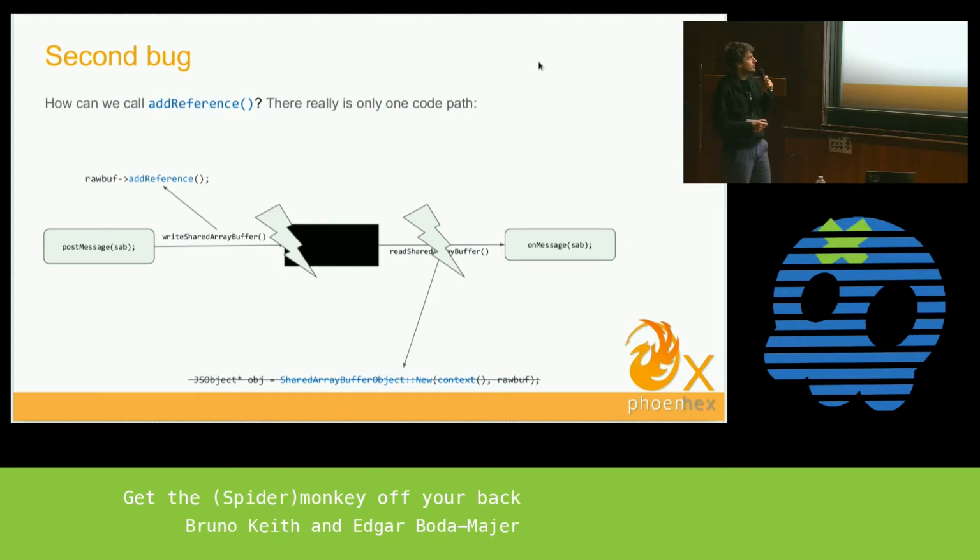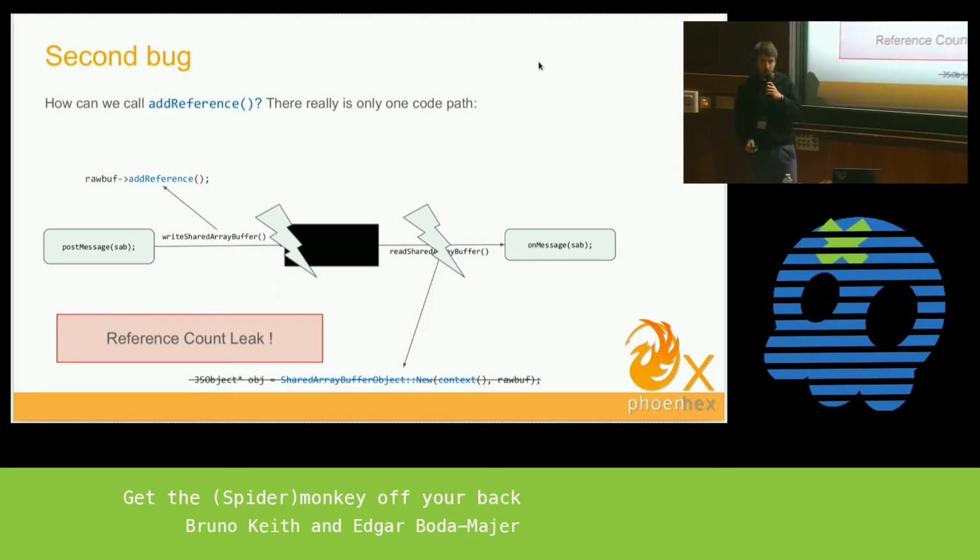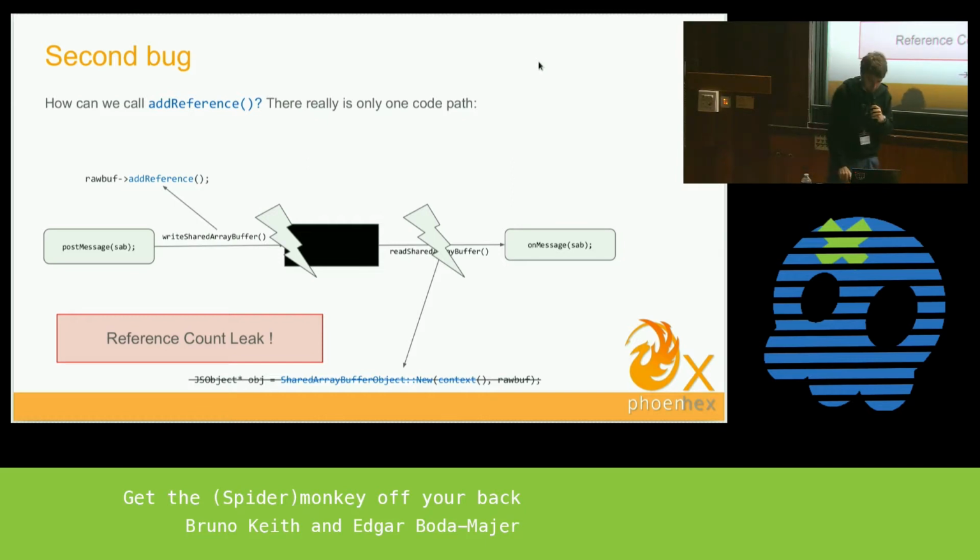So our goal is to find basically a way to make this function throw an error before this one can execute. And then this will basically result in a reference count leak, because in that case we would add references to our ref count, even though we have no new actual references to it.